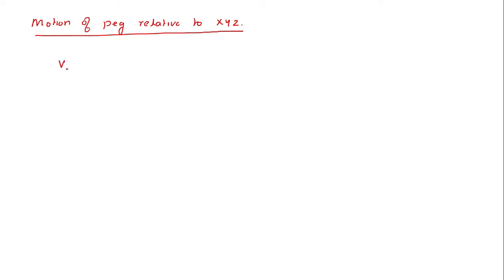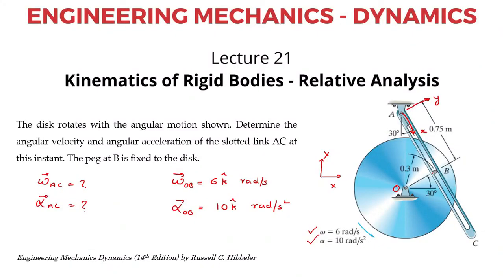So V capital XYZ vector is equal to, you know the equation in case of pure rotation, omega OB vector cross ROB, which is equal to, now omega OB vector we have already obtained, it is 6k vector cross ROB vector. See this figure here, ROB vector: OB is inclined at an angle of 30 degrees with respect to the horizontal, and the length of OB is equal to 0.3 meters.